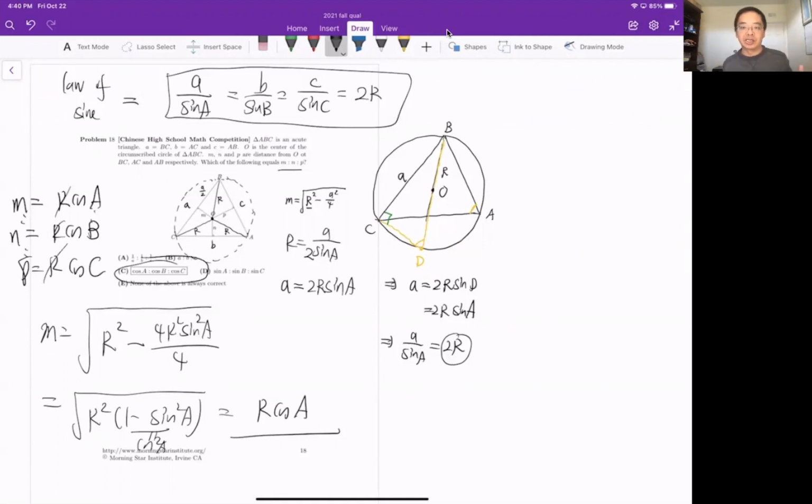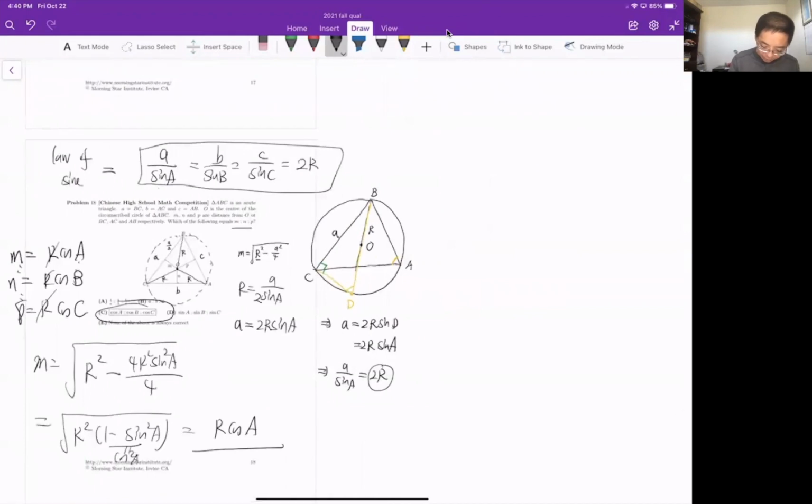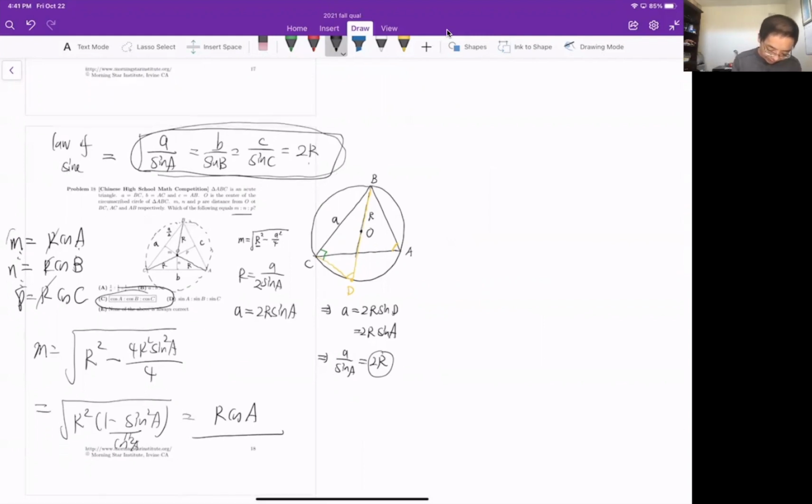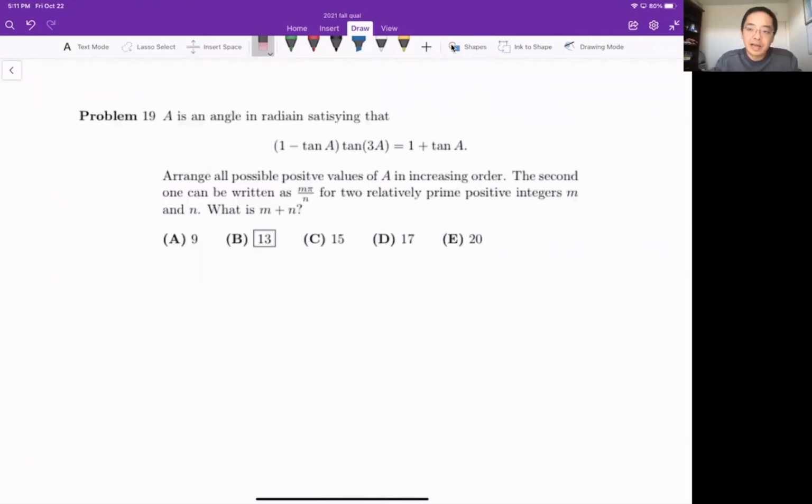So here the point is we use the Pythagorean theorem and the relation which relates the law of sine to twice the radius of the circumscribed circle, I would say the diameter. And now we plug in, and we find a nice expression of M and N in terms of cosine values.